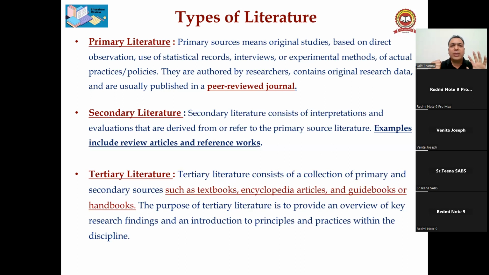we cannot trust all the books and guides. It is written in the books, so it is the only truth in the world. Okay, we cannot think that. We are the teachers. Who is the teacher? Teacher is the torchbearer of the society. Researchers, we are the scholars, we are the researchers. Okay, that's why this topic is in our B.Ed M.Ed course, right? So the purpose of tertiary literature is to provide an overview of key research findings and an introduction to the principles and practices within that discipline, right, guys? So these are the types of literature.